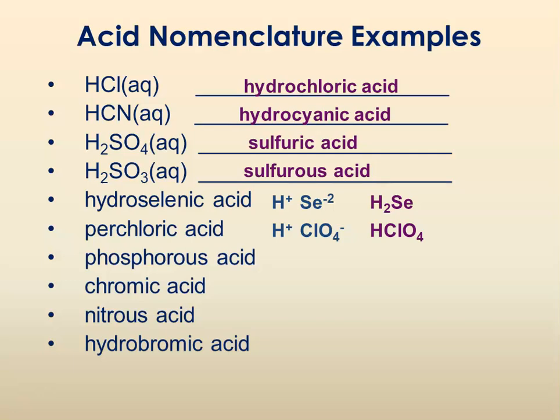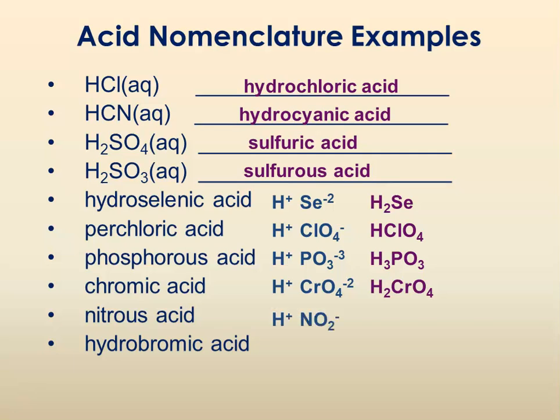Phosphorous, with the -ous, tells us that's coming from phosphite, and that's PO3 3-. So when I put those particular ions together, I get H3PO3 as my formula. Chromic is coming from an -ate because there's no hydro. We know it's a polyatomic. Chromate is CrO4 2-. So we're going to need to balance out charges, and our new formula would be H2CrO4. Nitrous, again, is coming from an -ite polyatomic, which would be nitrite. That happens to be NO2-. Those two balance out charge-wise, so we get HNO2 for our formula.